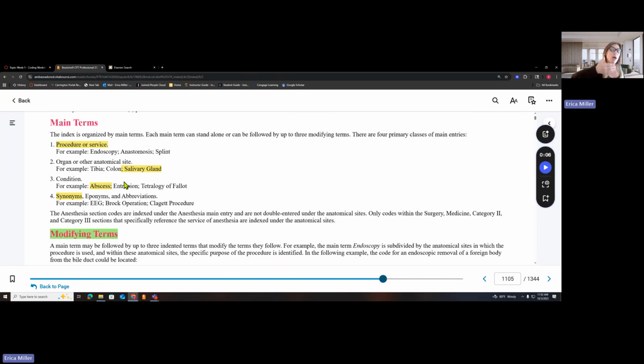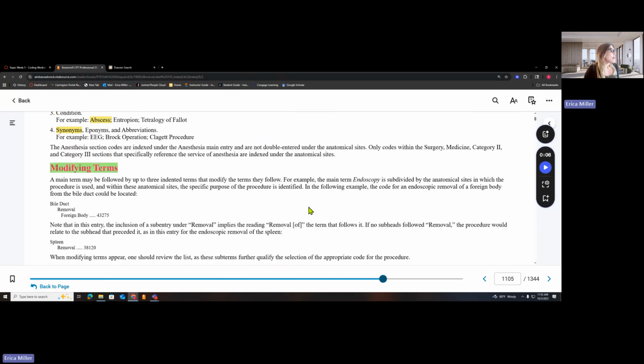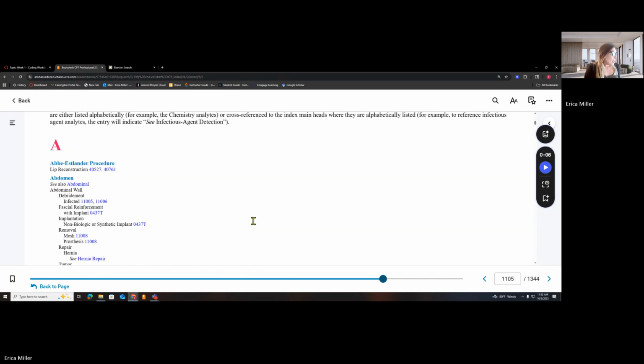So it's always going to be a layered process. It isn't going to just be biopsy. It's going to be what type of biopsy, what site was biopsied. And then that's going to lead you to the most granular, most specific code that represents that physician service. Boom. Okay. Now, everything is listed alphabetically in your index.